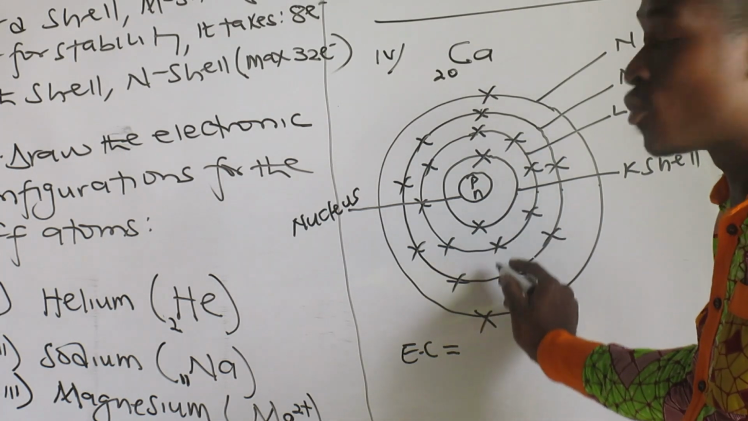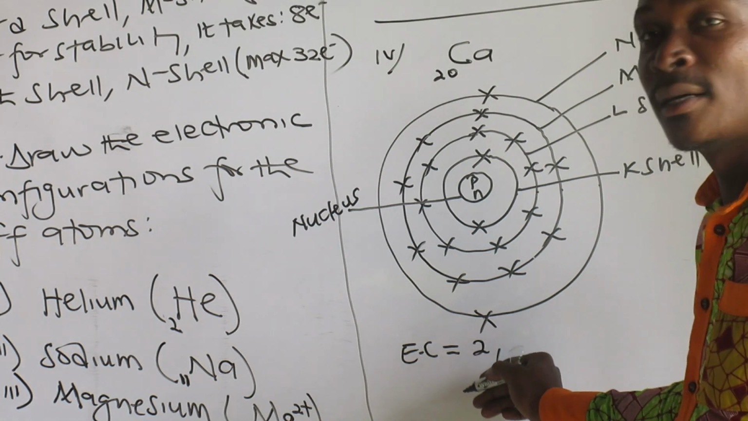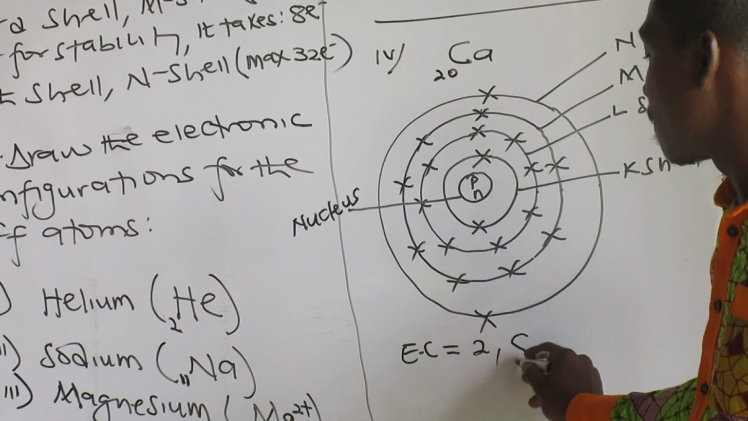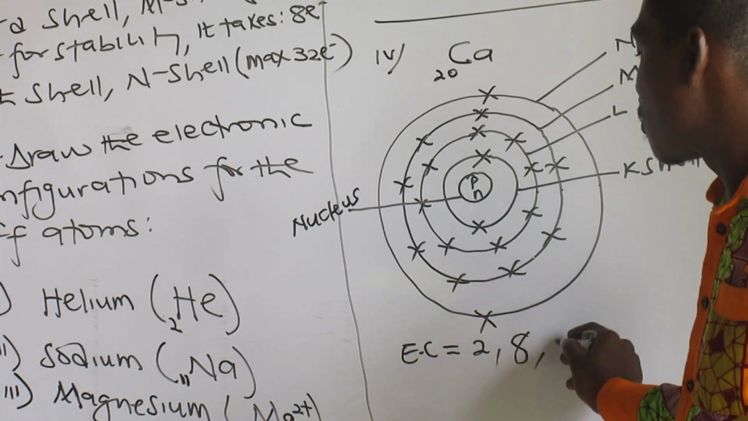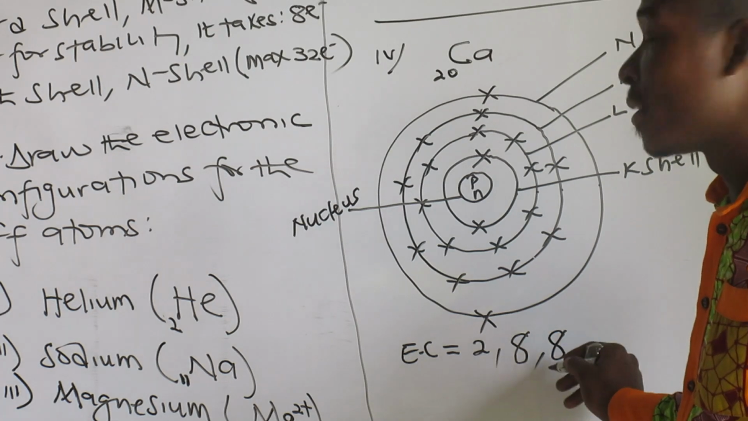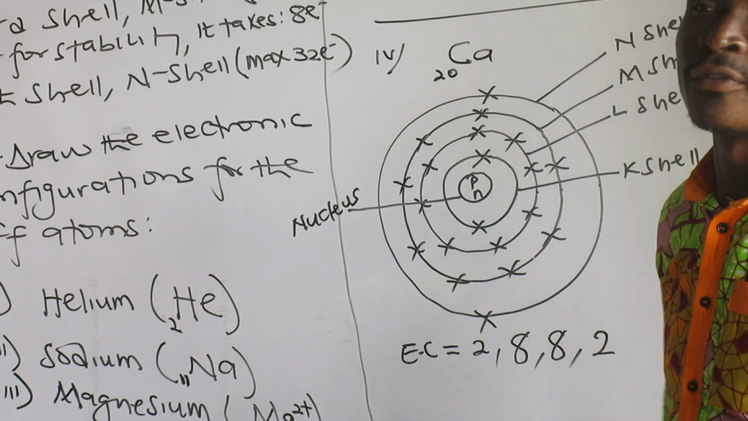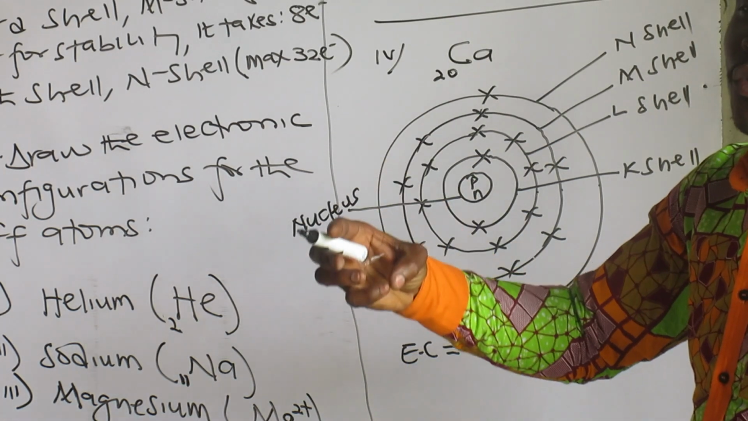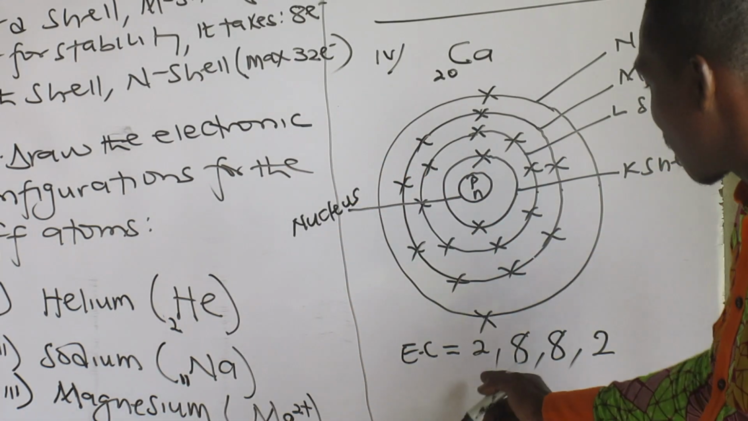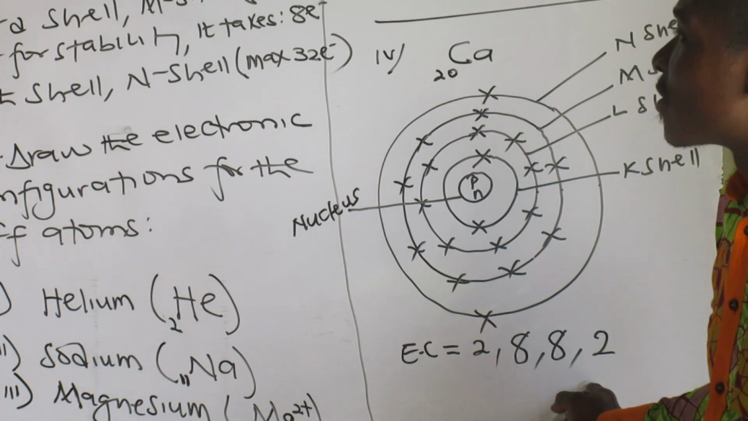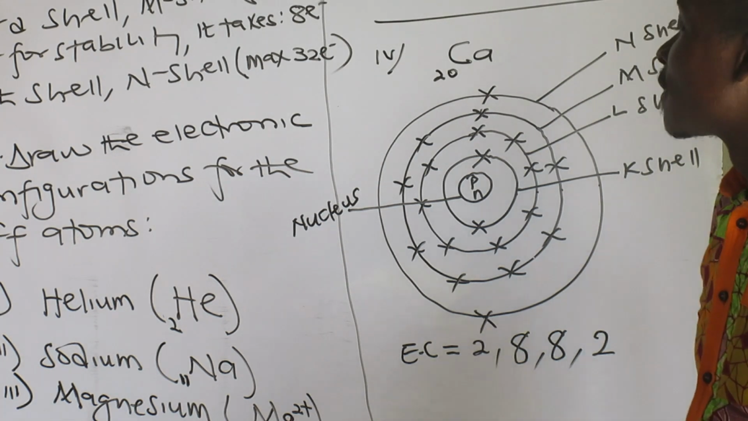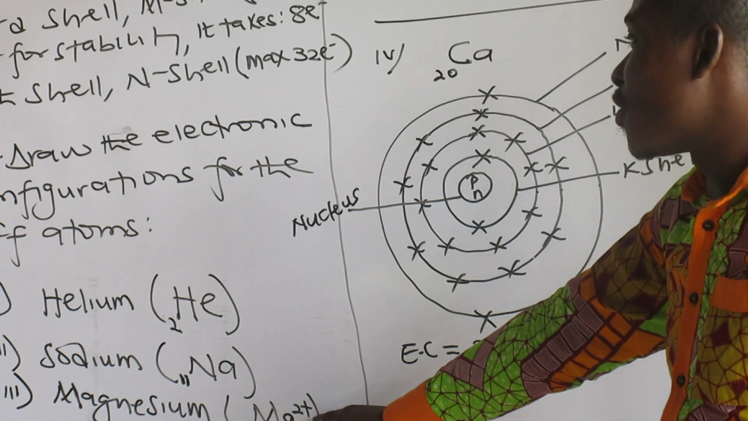Good. Now, electronic configuration. The first shell took 2, comma. The next shell took 8, comma. The next took 8, comma. And the next took 2. What is this? Electronic configuration: the arrangement of electrons in the shells of an atom. Can't you see this is how they were arranged? So that is it.